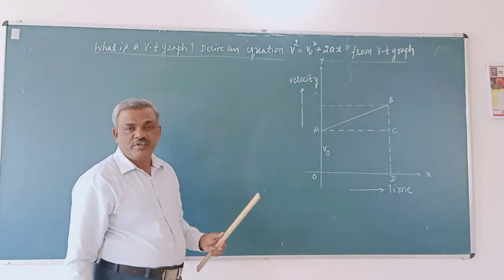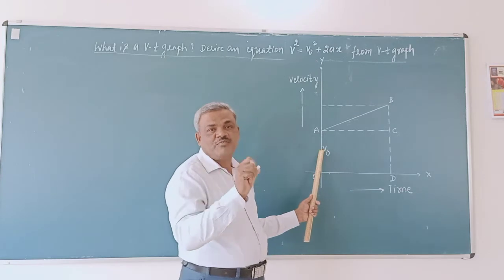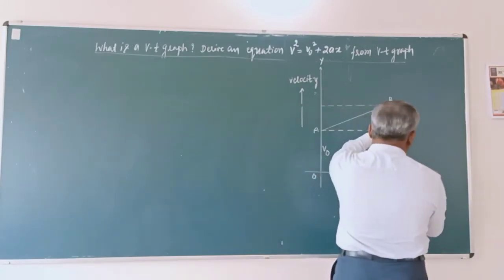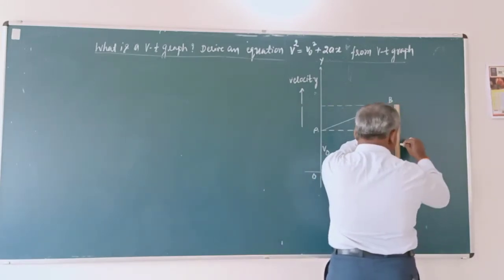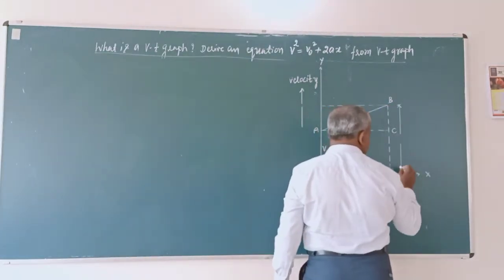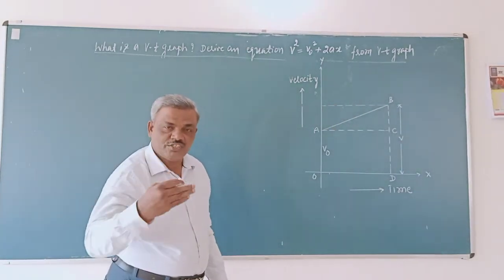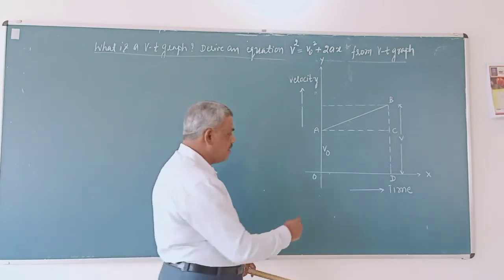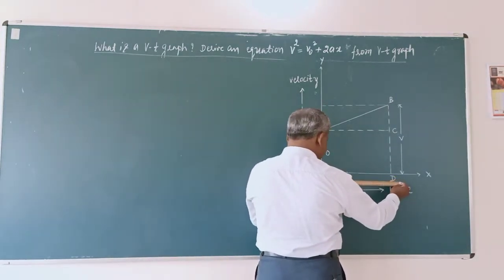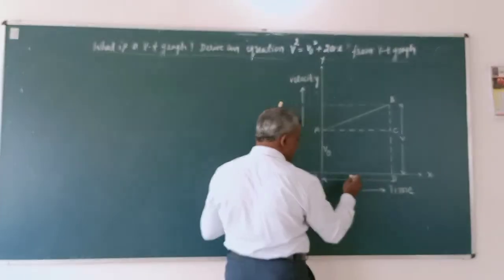OA equals the initial velocity, because the body is moving with uniform acceleration, starting with some initial velocity V naught, and the body reaches the final position at B. This is the final velocity. Here V is the final velocity. So the initial velocity changes to the final velocity in time t seconds. Now OD equals time t.